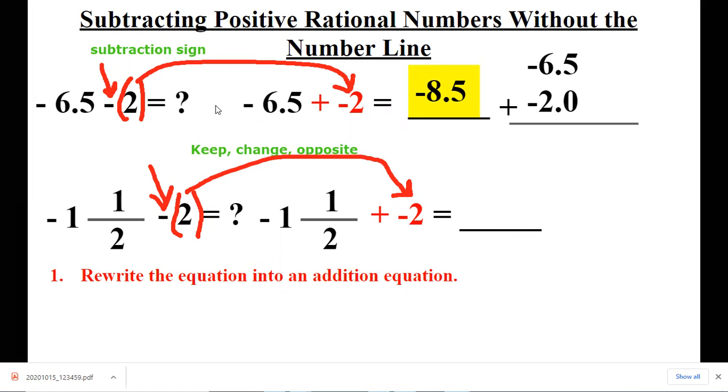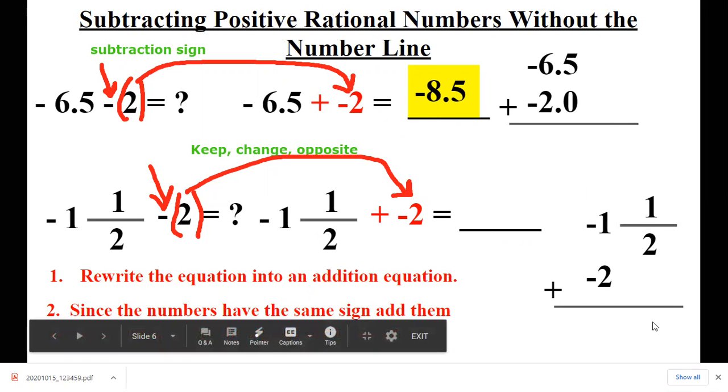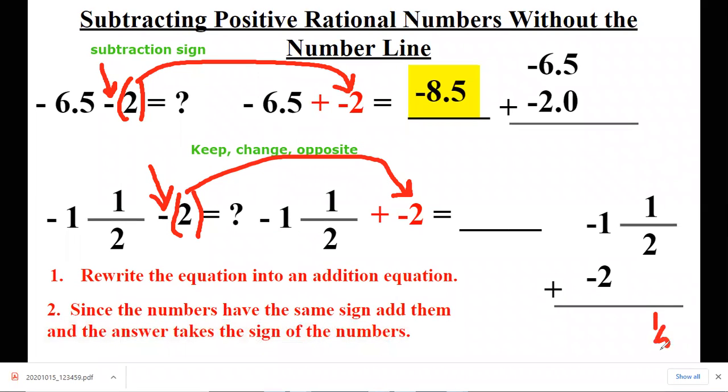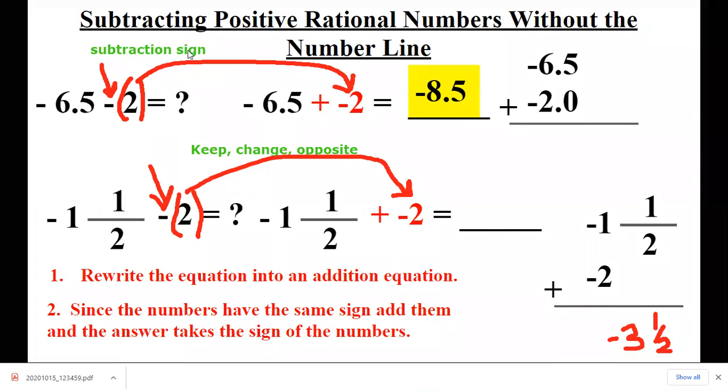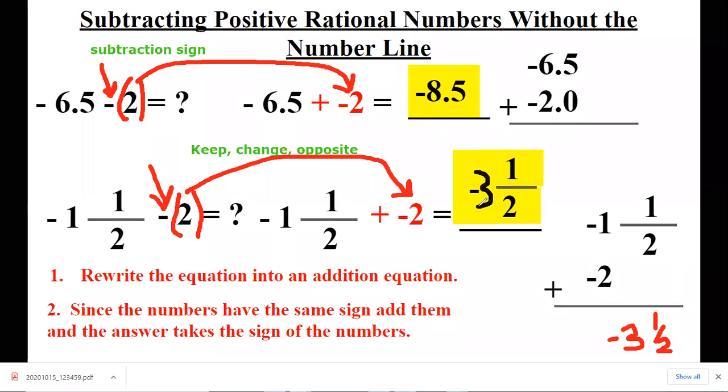So they're going to take the sign of the negative because the numbers are negative. So we're adding them together. Negative 1 and 1/2 plus negative 2. We add the 1/2 and the nothing, so that would give us 1/2. And then we add the negative 1 and the negative 2, which would give us negative 3. So it should be negative 3.5. Oh, I'm missing the 3. Let's put that in there. Sometimes when I type these out, I forget things. So negative 3.5.